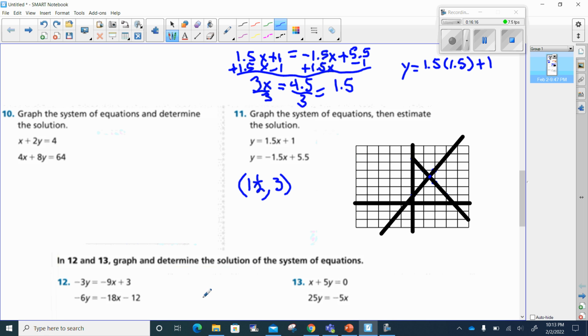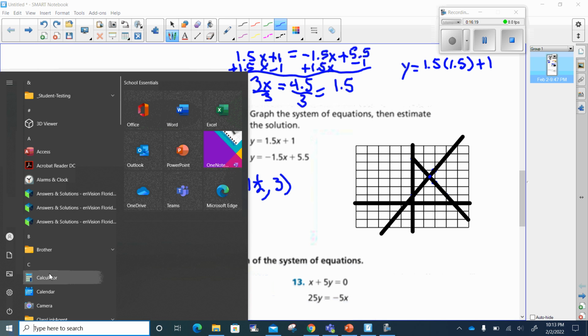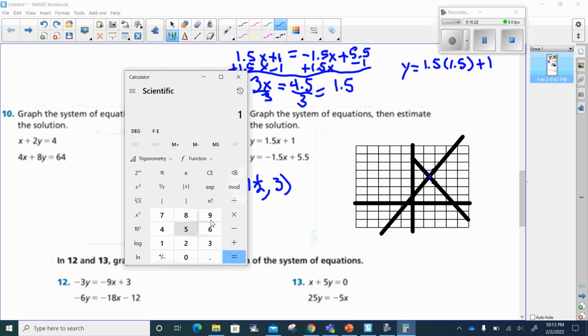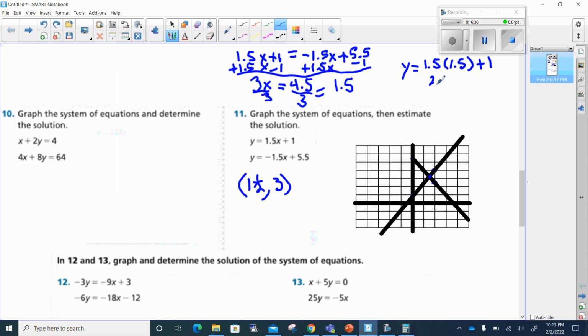So what is 1.5 times 1.5? Let's set that up here. 1.5 times 1.5 gives me 2.25. Now I have 2.25 plus 1. And of course, when I line up my decimals, that'll give me 3.25. And that's what I said, it's a little bit higher than 3. So if I had to be exact with this, I can say even more than saying it's 3, it would be 3.25.